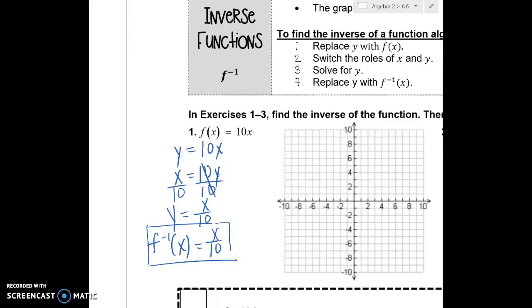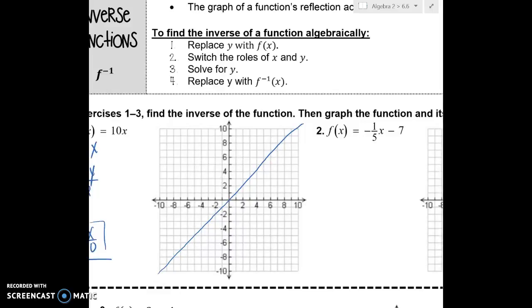Let's go ahead and graph this. The first thing I want you to do is draw this diagonal, which is going to be the line of reflection between the function and its inverse.